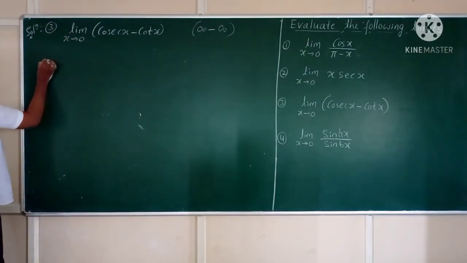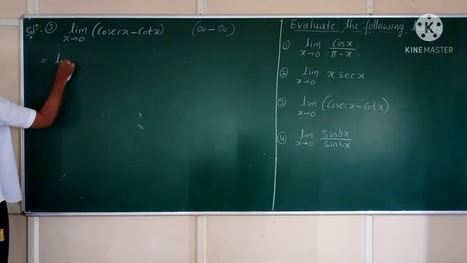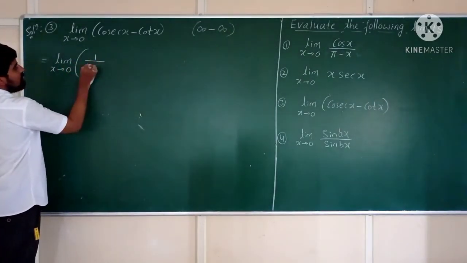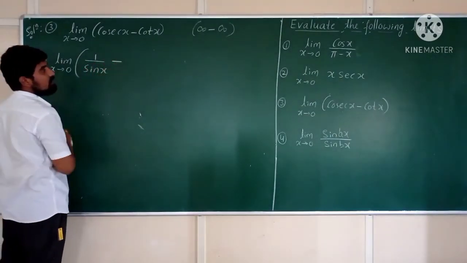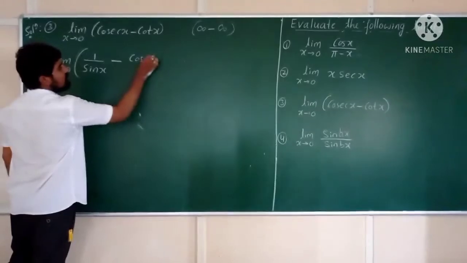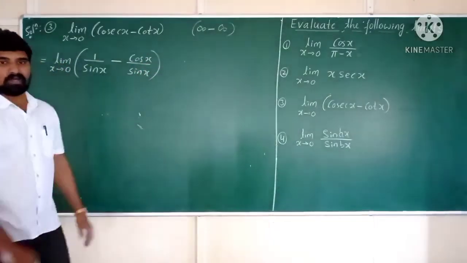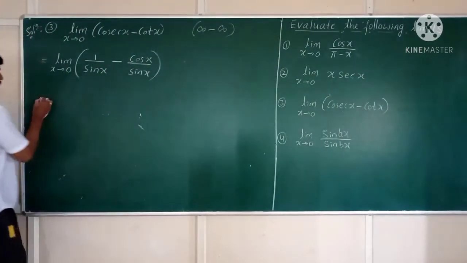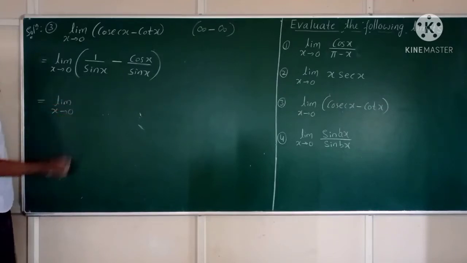So for that, this can be expressed as limit x tends to 0, cosecant x can be written as 1 divided by sin x, minus cot x can be written as cos x divided by sin x. I hope all of you understand it. Now, which is equal to limit x tends to 0.